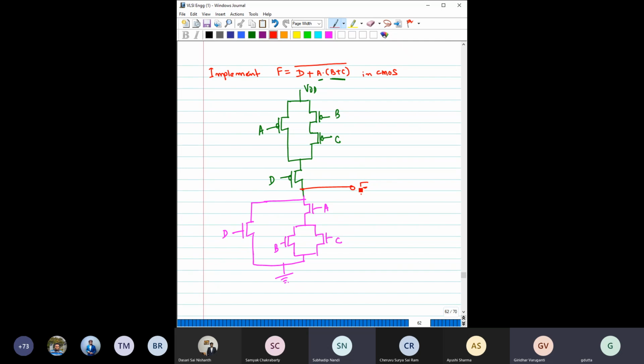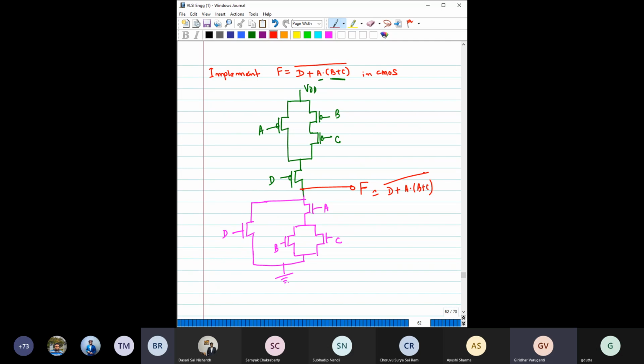Yes. The result would be F. This F itself is the complement. F is this. So if you want this F bar, then we have to use another inverter. Means if you want to get D plus A dot BC without this bar, then you have to use an inverter after that. Otherwise, this would give you only D plus A dot B plus C, whole bar.